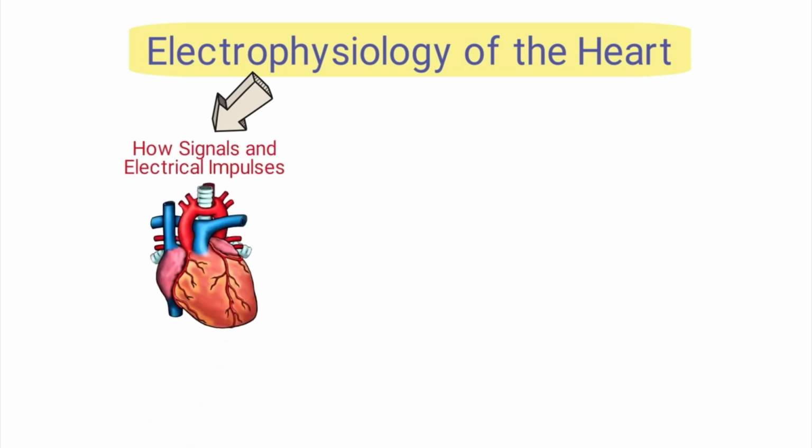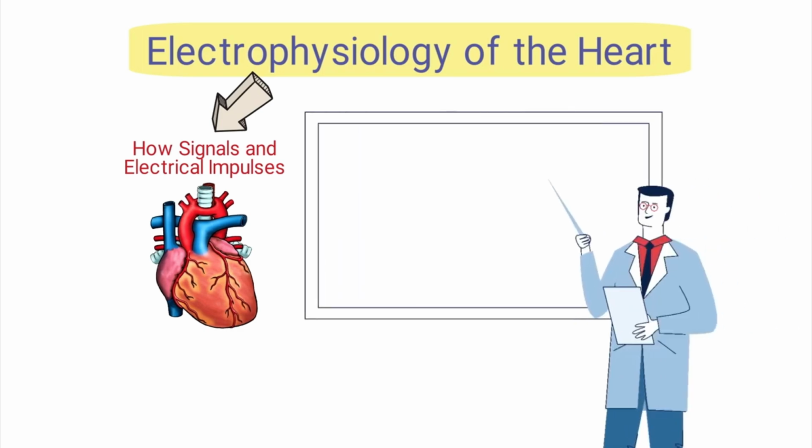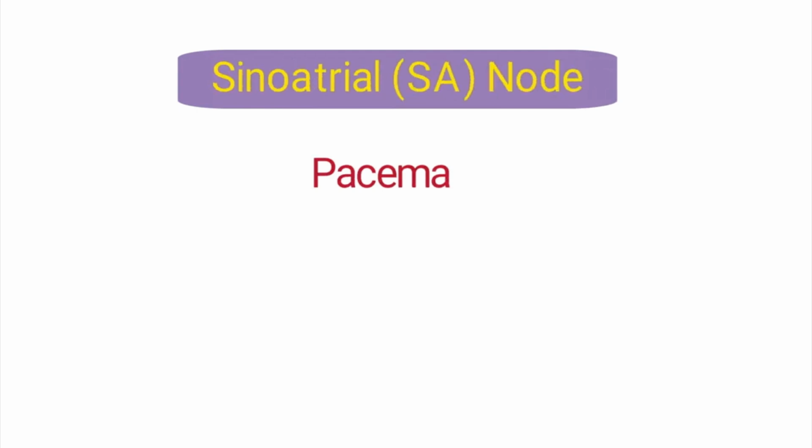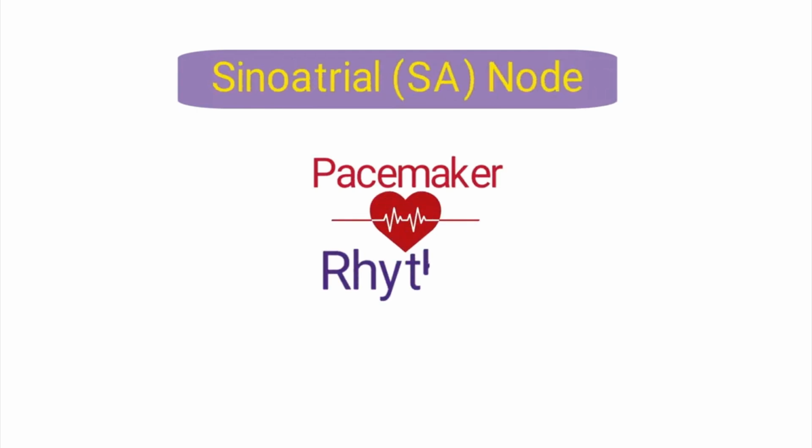The electrophysiology of the heart refers to how signals and electrical impulses are conducted within the heart. There are a number of different parts of the heart that are involved in this process, including the sinoatrial node, atrioventricular node, and the Purkinje fibers. The SA node, also known as the pacemaker, is responsible for setting the heart's rhythm.